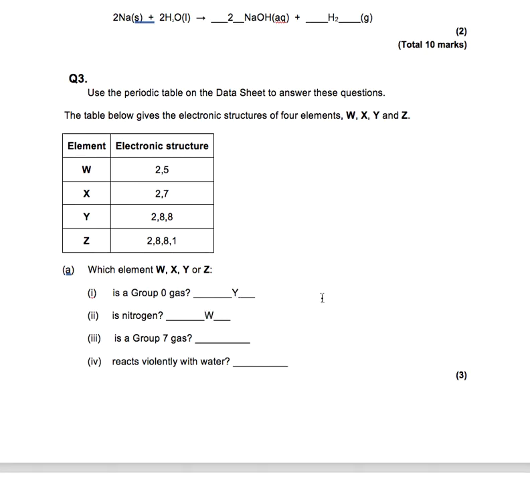Group 7 gas. That's a halogen, right? That's going to have 7 electrons in the outer shell. That's going to be X. Oops. React violently with water. Well, we'd expect 1 electron. My apologies, the halogen is X, 7 electrons in the outer shell. And Z then would be the one that reacts violently with water because it is group 1.